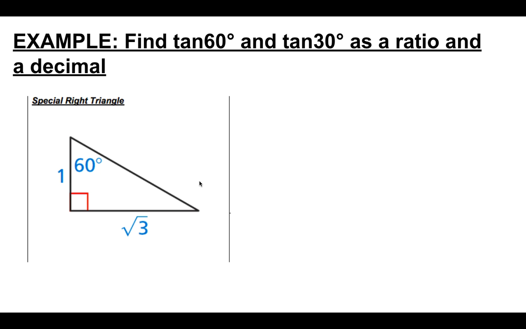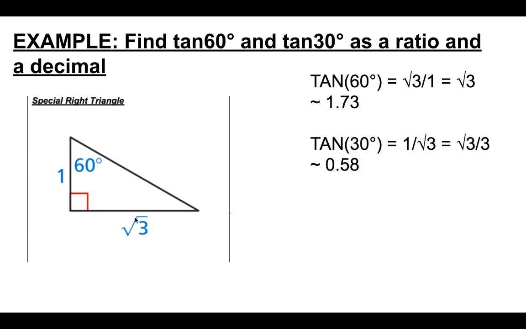So if we're creating the tangent of 60, we should get the square root of 3 over 1. And of course, the square root of 3 divided by 1 is just the square root of 3. And then if you type it into your calculator, you get approximately 1.73. And then we have the tangent of 30 degrees. So in this case, our 30 degrees would be here. Okay, and that makes this now my adjacent side, and then the 1 my opposite side.